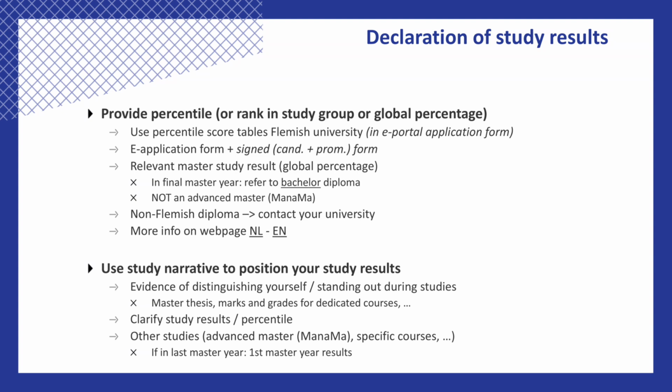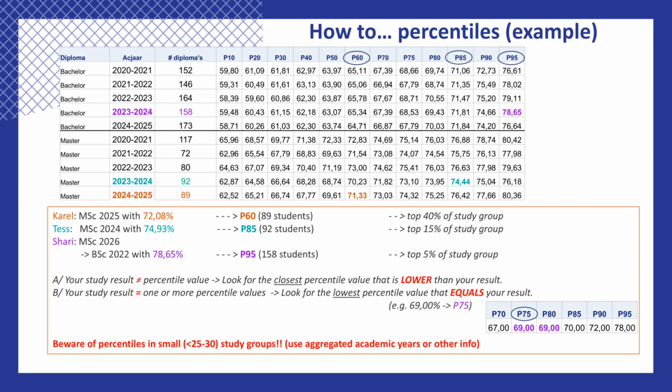Using the information you provided, the panel should understand how you compare to your peers. If you've done other studies, like an advanced master's, or some specific courses, be sure to include those too in this section of the application. If you're still in your final year of your master's, you can refer to the results from your first master year as well. In this slide, we try to clarify the use of percentiles in the application. Let's look at a few examples.